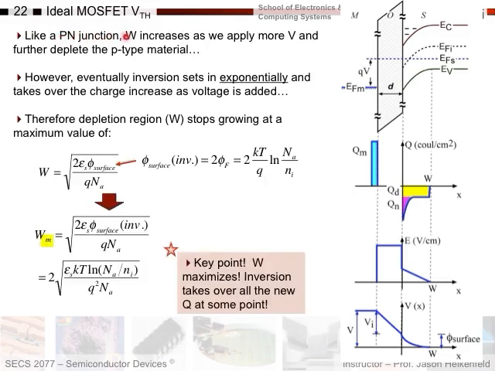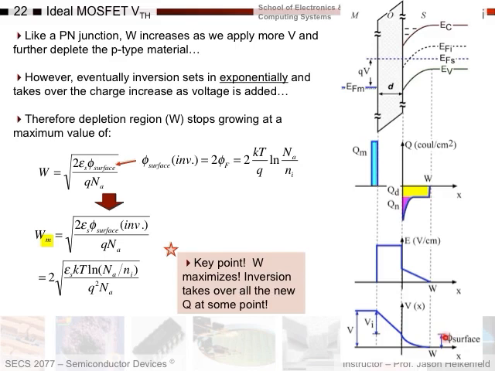So, like a PN junction, the depletion width increases as we apply more voltage, right? And so you deplete further and further into the P-type material. But remember, we said eventually inversion sets in exponentially, and that takes over the charge increase as voltage is added. Therefore, the depletion region stops growing at a maximum value. So what's the maximum value? How do I know when that is? Well, that's when the surface potential will be equal to 2 phi sub f, right?